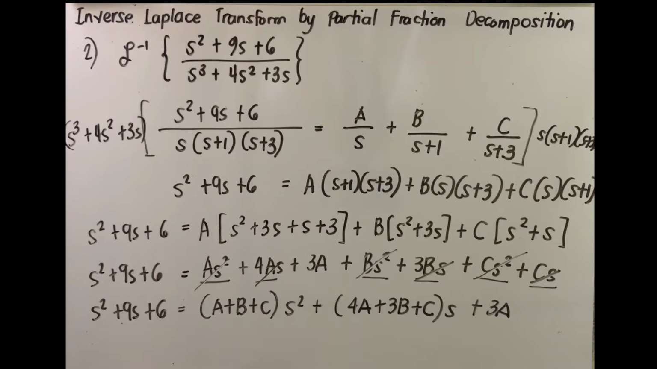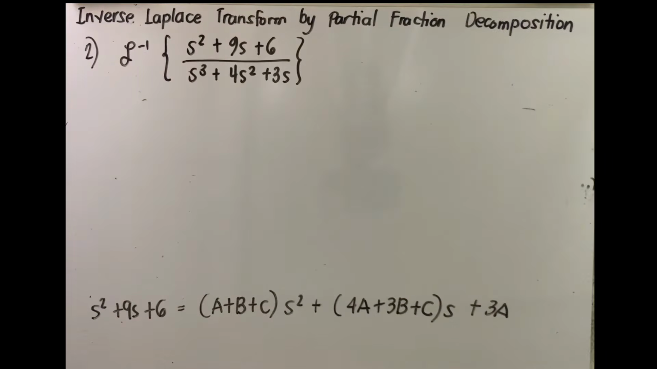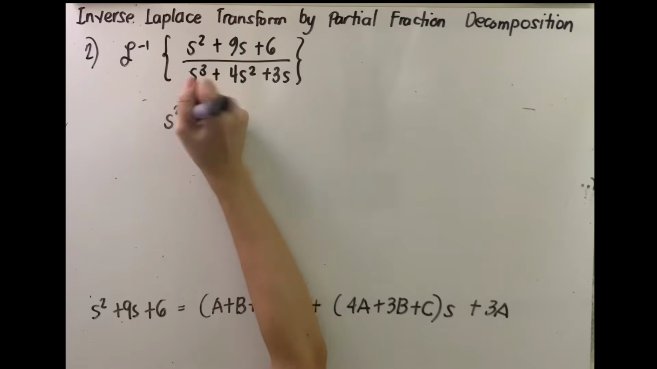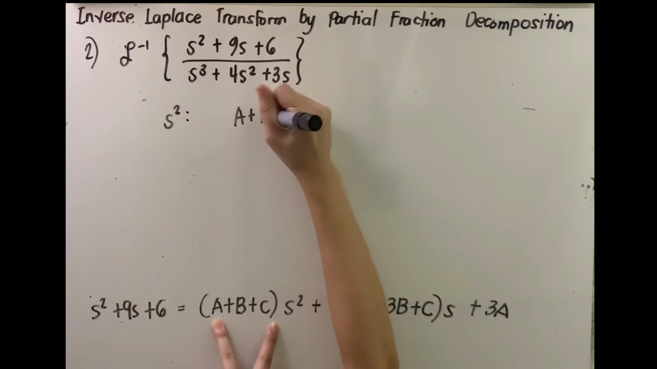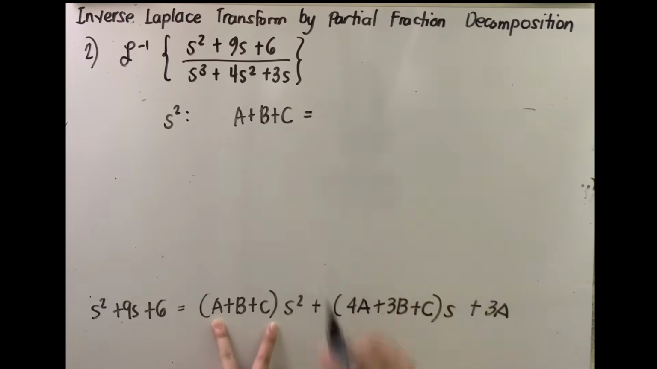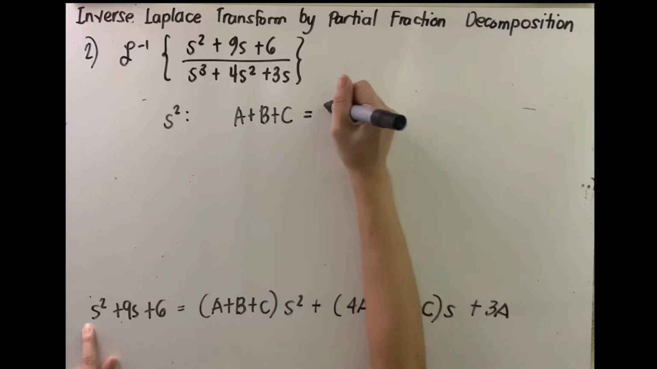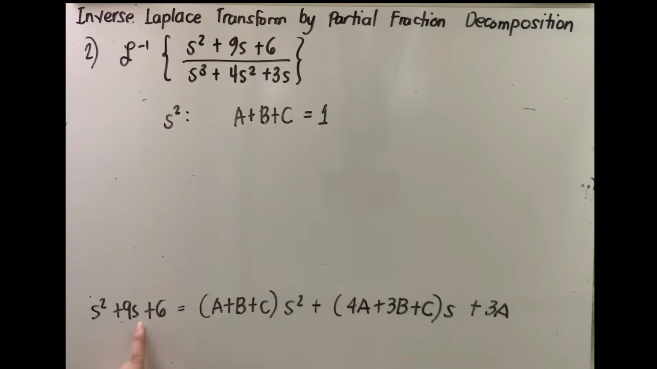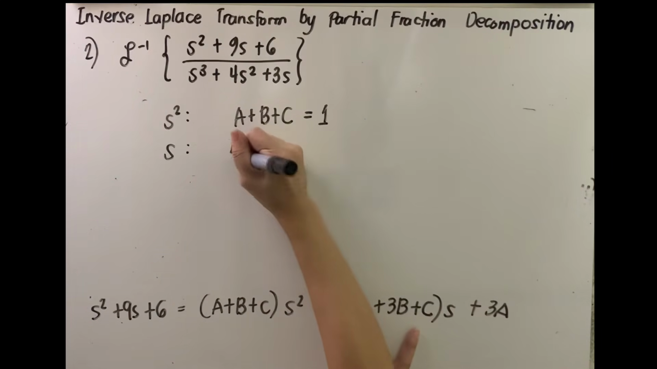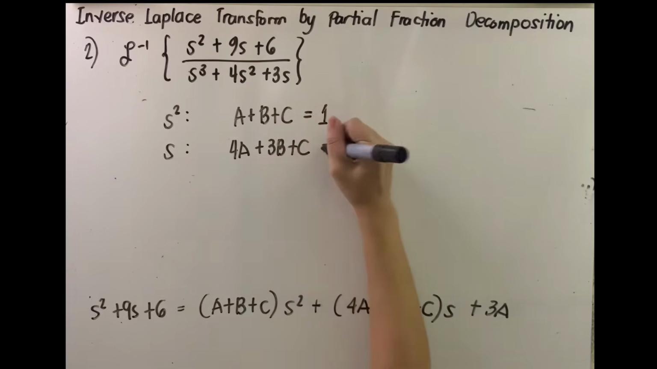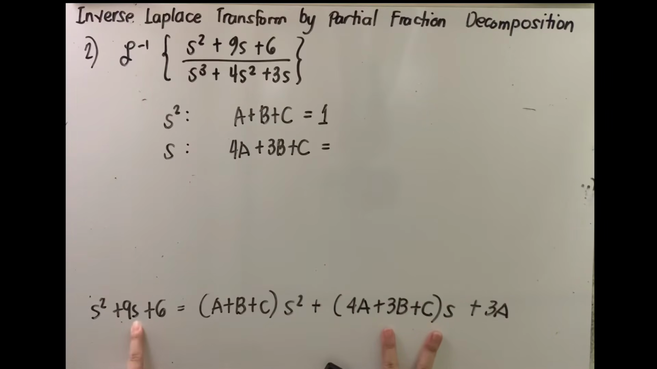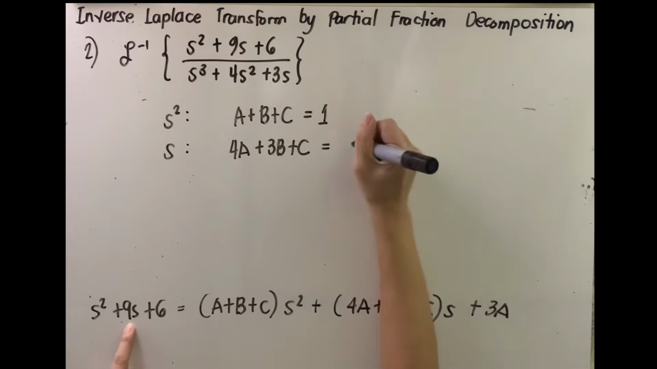So, after that, we're going to equate coefficients. So, mag-start tayo dun sa second degree term. So, for the s squared term, the coefficients are a plus b plus c equal to the s squared term on the left has a coefficient of 1. Next, let's proceed with the s term, first degree term. Kunin natin yung s term sa right side. Ang coefficient niya ay 4a plus 3b plus c. And equate it to the s term on the left side. Hanapin mo yung s term sa left. Kunin mo yung coefficient niya, that's 9.